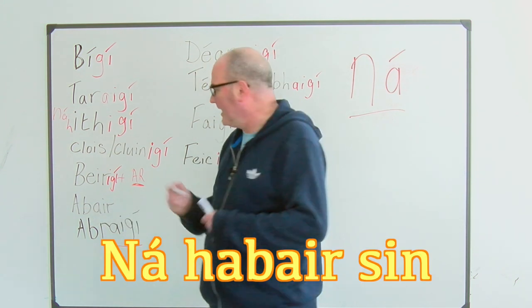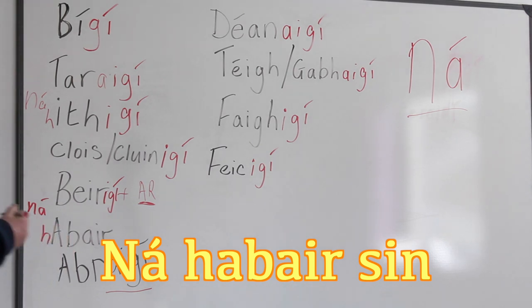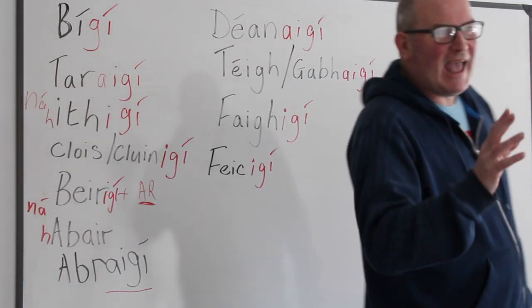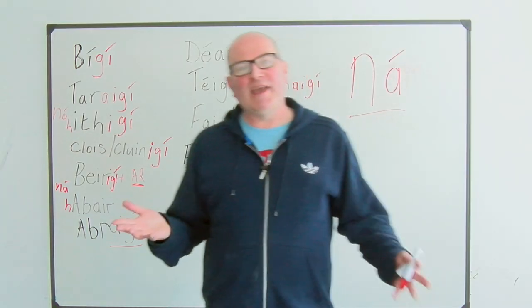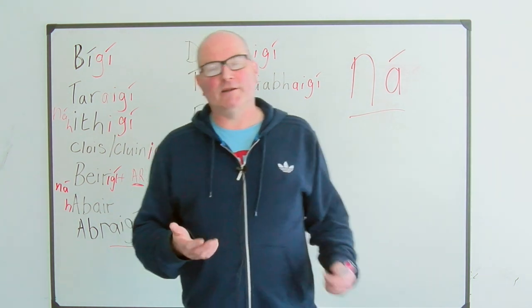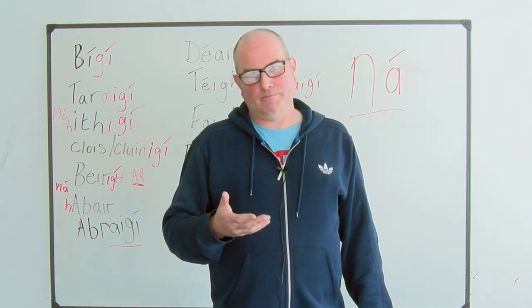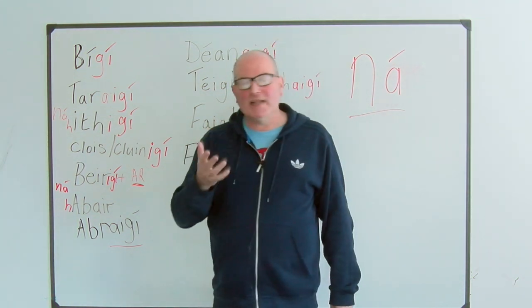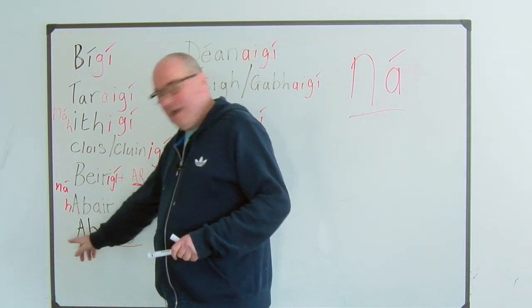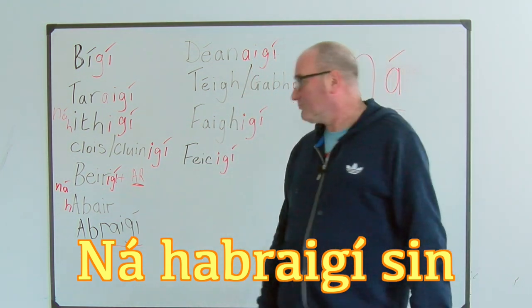Na haber shin. Again, you see that's a vowel. And I'm sticking the word na there. And then I put a little H in here. Because they don't like two vowels coming together in Irish. When you stick two vowels together in Irish, it's hard to say. And sometimes people look at grammar and they go, oh, that's awful hard. Generally, grammar is made to make things easier to say. So if you try and say na aber, it doesn't feel natural. But if you say na haber, it's a lot easier to say. So, similarly here, na habrigi shin. Don't be saying that to more than one person, obviously. Na habrigi shin.